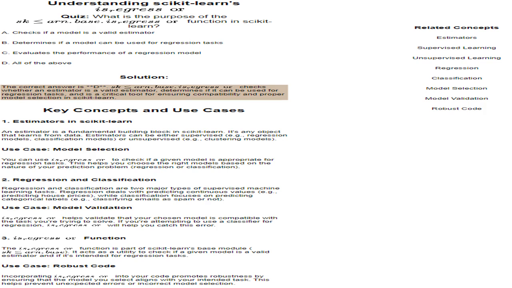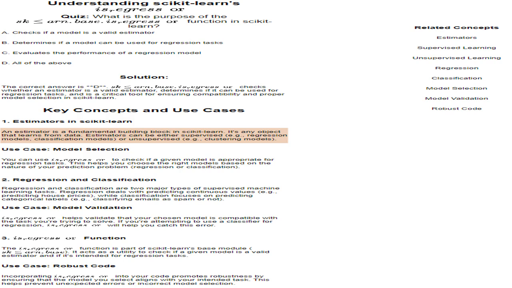True. The isRegressor function performs all of the actions mentioned in the choices. It checks if a model is a valid estimator, determines if it can be used for regression, and it plays a crucial role in model selection and compatibility within the sklearn framework. D. All of the above.